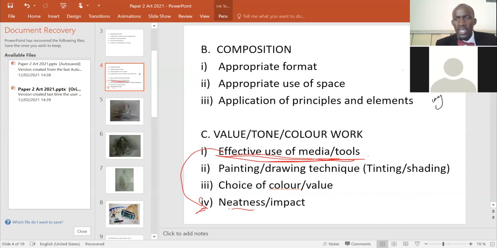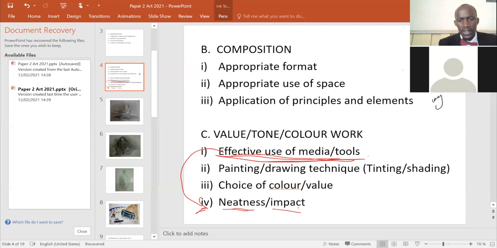Remember, you are working within a dimension given. And I mentioned most of the time, the dimension given to us is 35 centimeters by 45 centimeters. So you limit your work there. Within that working space, we expect your entire work to be neat. We don't expect spillages, and we don't expect some very dirty work. The impact.